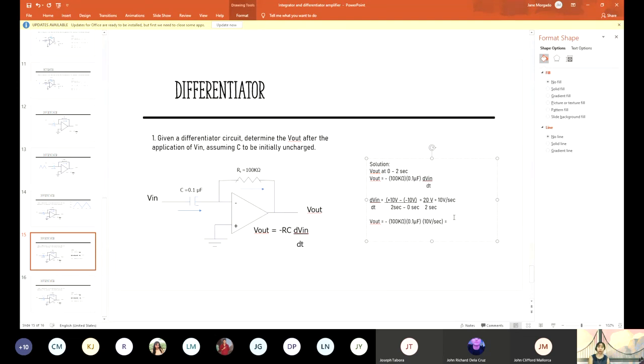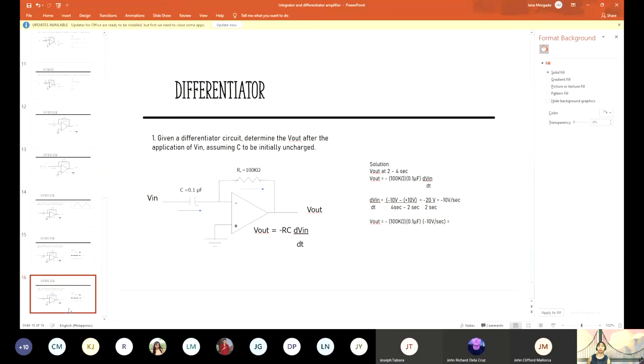Have you computed for the answer? 100, ma'am. What's the answer? What's the answer? You get the answer? 0.1. The answer is 0.1. Okay? Negative. Negative 0.1 volts. Tama? Negative? Okay. Yes po. You have negative here. Okay? So we have negative 0.1 volts.